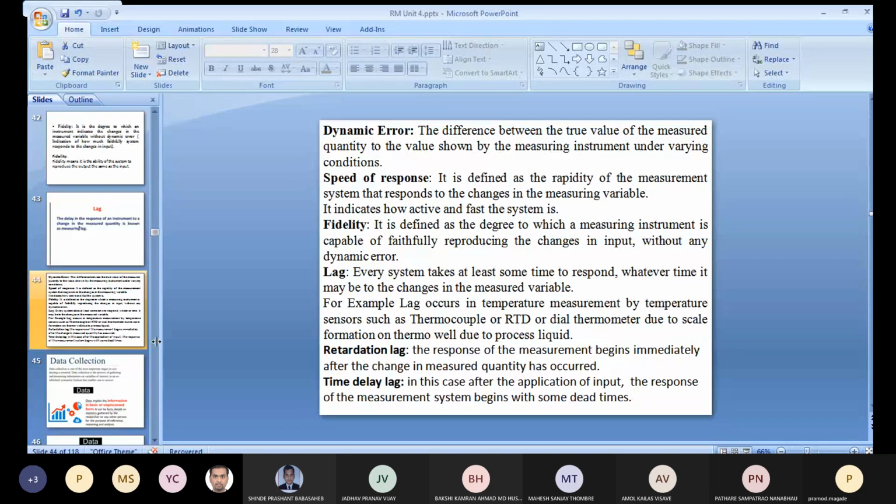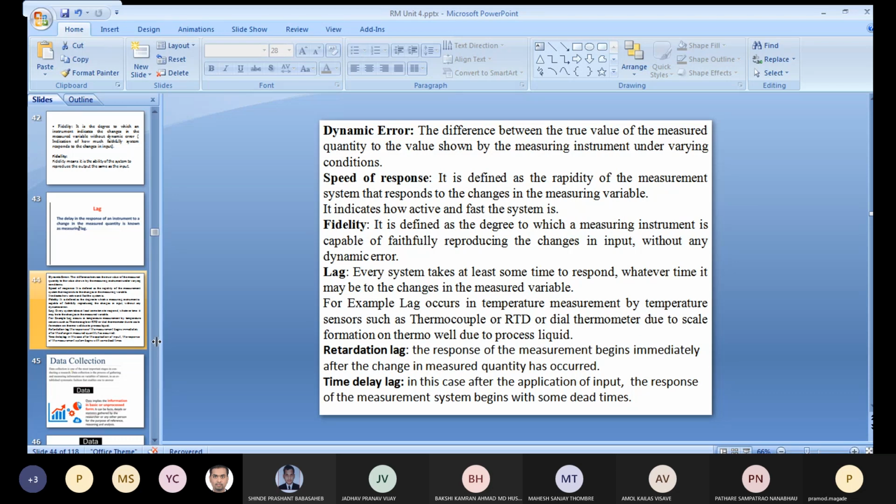we can't measure in seconds, but in microseconds. Suppose some vernier calipers that I used in the laboratory were somewhat older. Whenever we were taking readings, it was taking some time to display that reading. So that is the lagging time to give the response to our measurement. Correct. Good one. So this is called lag, and I have quoted the definition here also.